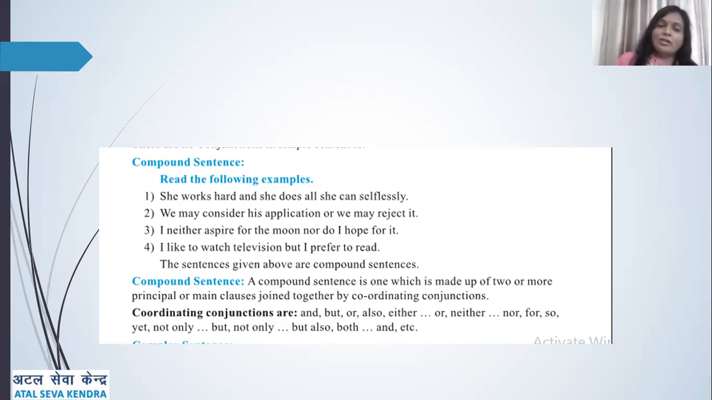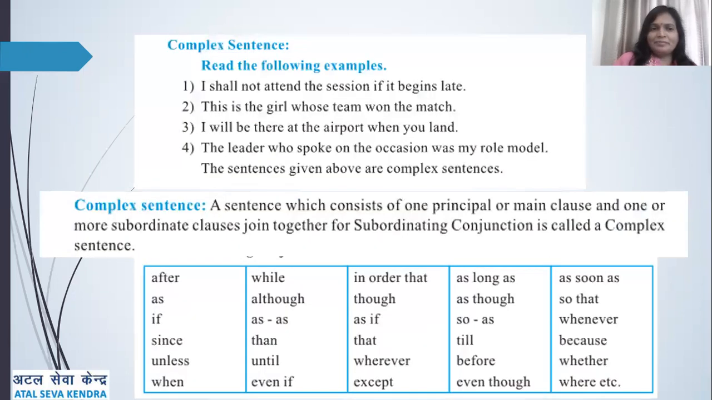Two independent clauses, that is principal or main clause, joined together by coordinating conjunctions. And you all know the long list of coordinating conjunctions: and, but, or, also, either or, neither nor, not only, but also, right? So if you remember coordinating conjunctions, it will help you to quickly identify a compound sentence.